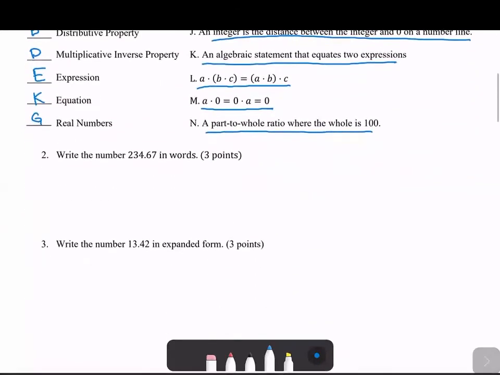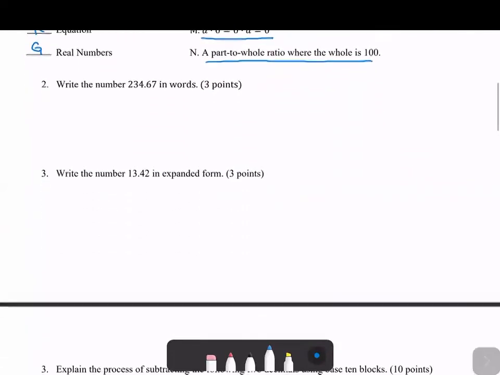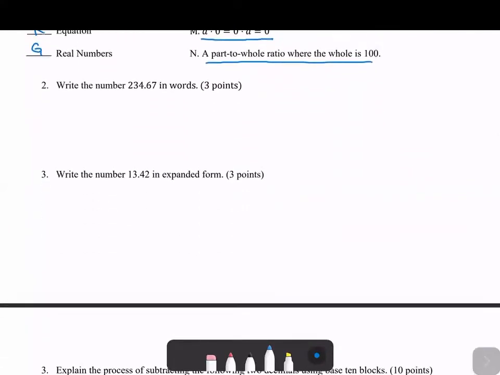Okay, the second one is to write the number 234 and 67 hundredths in words.